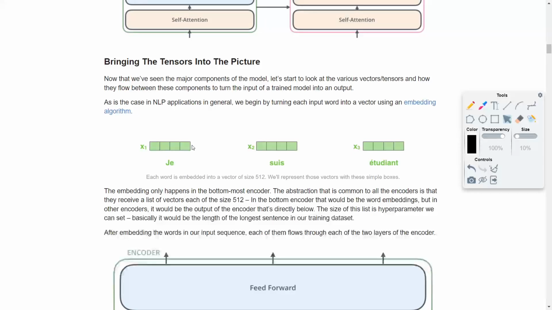Generally, in transformer models we use word2vec for converting these words into embeddings. There might be different possibilities, but here I think they have used word2vec. They converted je into x1, suis into x2, and étudiant into x3. These are what we call the word embeddings or the input word embeddings. Each of these vectors is of size 512, and each is a unique vector to represent that particular word.